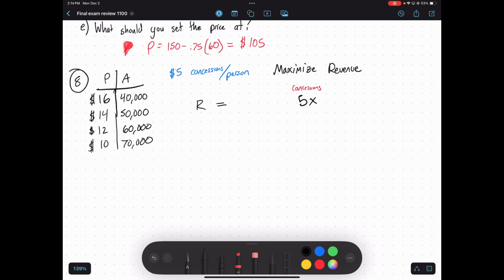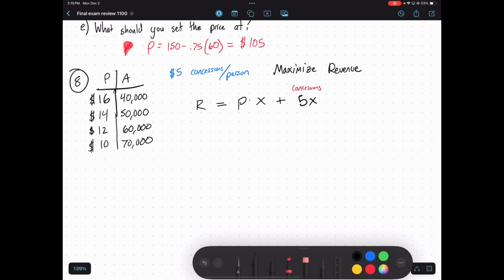This piece is going to look very similar to how revenue looked like in the last problem. How do we normally calculate revenue? Price times quantity. So it's just my price times my quantity. Remember, X represents quantity, P represents price. And then my revenue is just those two things added together.